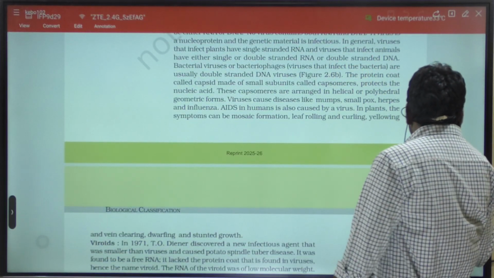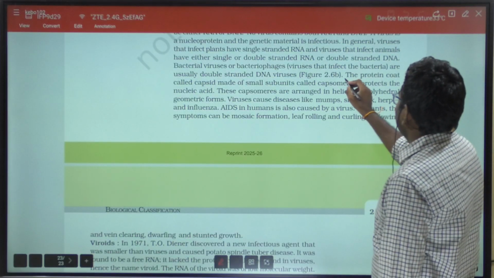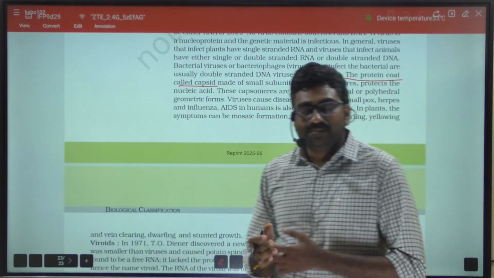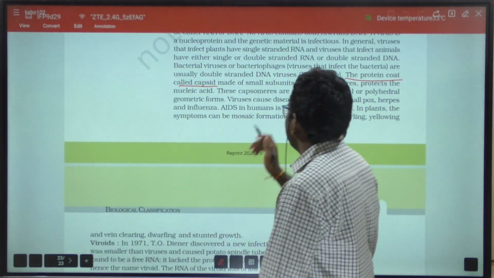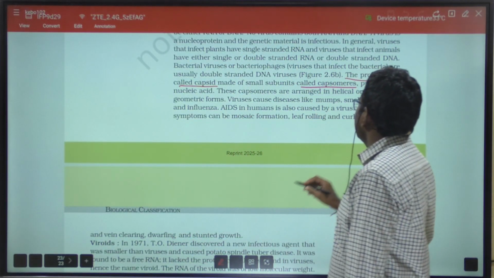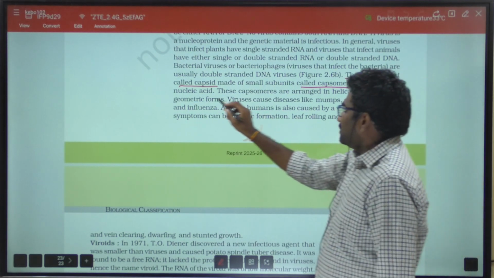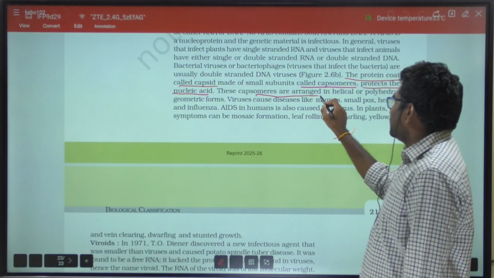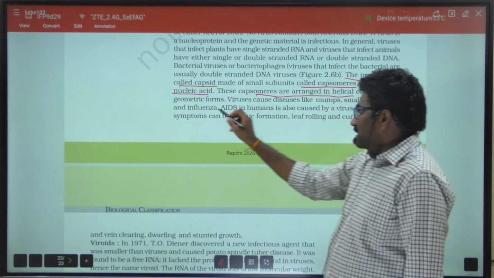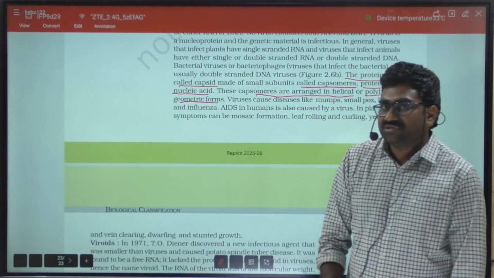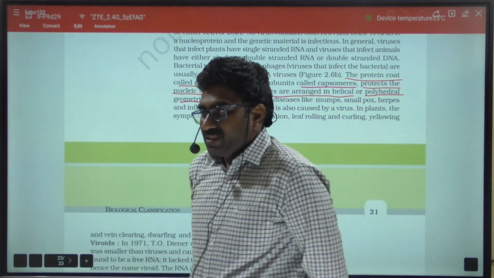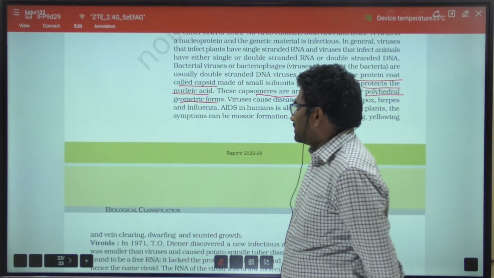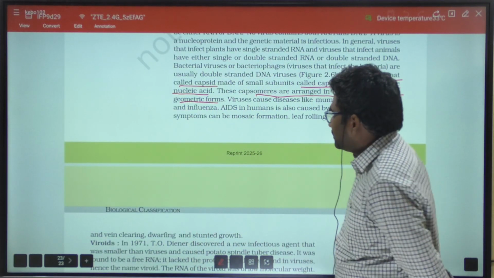And here the protein coat is called the capsid. The capsid is made up of small protein subunits called capsomeres, which protect the nucleic acid. These capsomeres are arranged in helical or polyhedral geometric forms. In tobacco mosaic virus, 2130 subunits, that is 2130 capsomeres, are present.